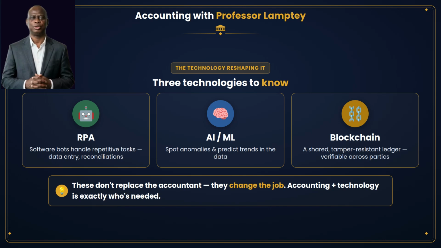Three technologies you should know. Robotic Process Automation, RPA, uses software bots to handle repetitive tasks like data entry and reconciliations, faster and without fatigue. Artificial intelligence and machine learning spot anomalies and predict trends in the data. And blockchain offers a shared, tamper-resistant ledger that can make transactions verifiable across parties. None of these replace the accountant. They change the job. The professional who understands both the accounting and the technology is exactly who these systems need. That's the career this whole series is preparing you for.